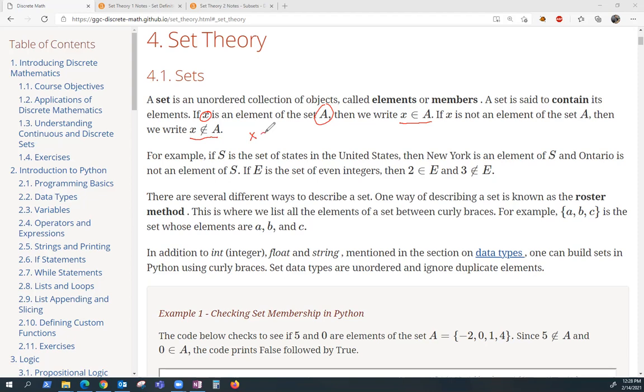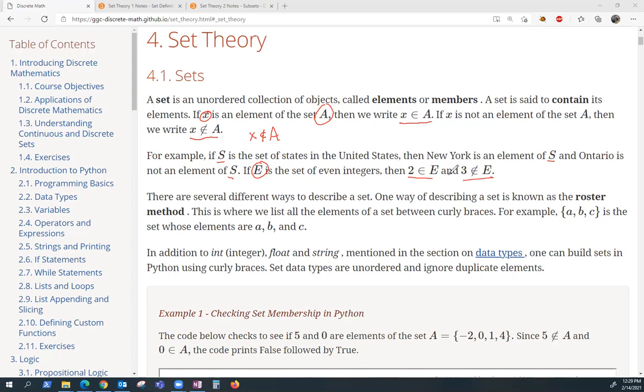So we would just use the element-of symbol and then strike it through, the same way we would with a not-equal-to sign. So just as a quick example, S is going to be the set of states in the United States. New York would be an element of S. Ontario would not be an element of S. So you see, sets aren't just restricted to mathematical things. We can make the set of whatever we want with a few technical caveats that we don't need to worry about. But any unordered collection we want, we can make it into a set. Now, if we take E to be the set of even integers, then 2 is an element of E and 3 is not an element of E.